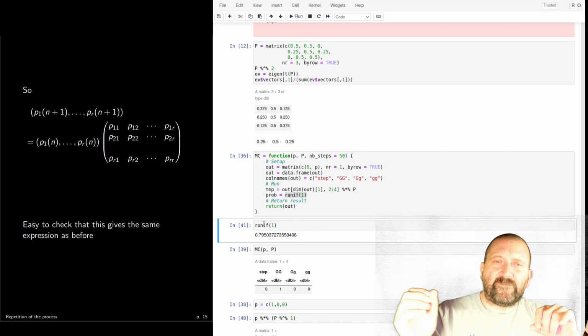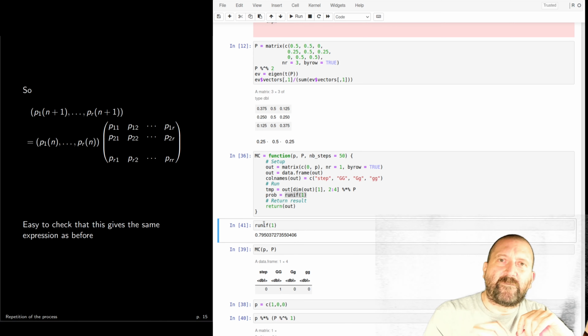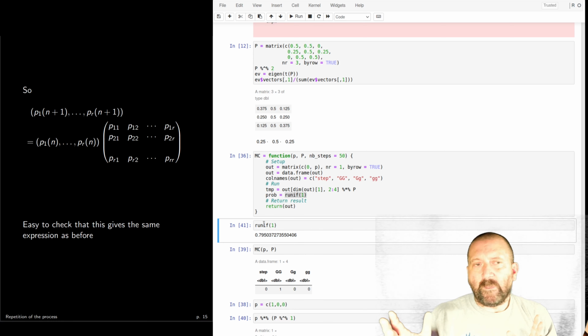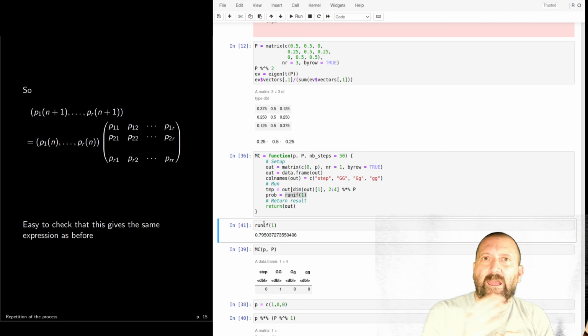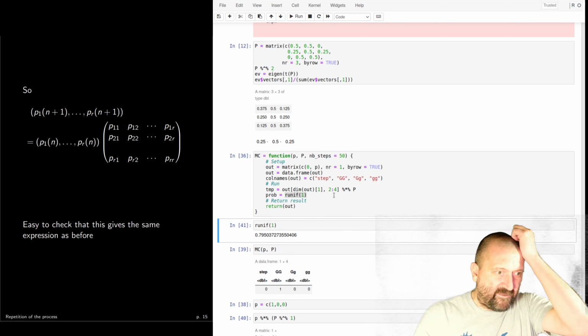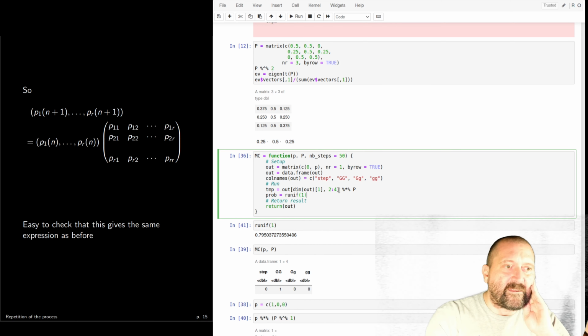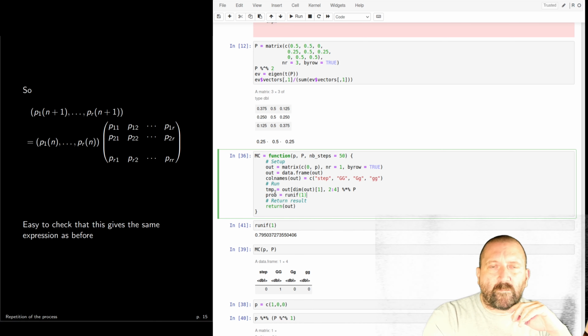RUnif is the uniform distribution by default between 0 and 1, which is actually what we want here. Otherwise, you would use min and max to specify different values. And what it's doing here, it's taking a random value between 0 and 1 and returning this value. And so what I can say then is, well, where should I go the next time around?